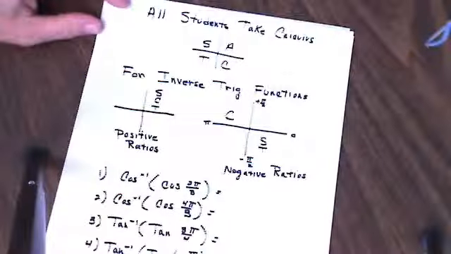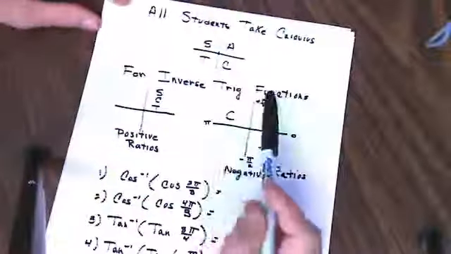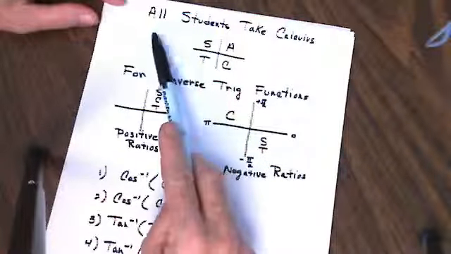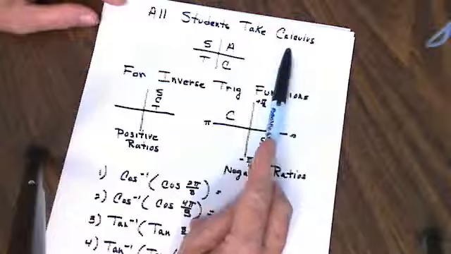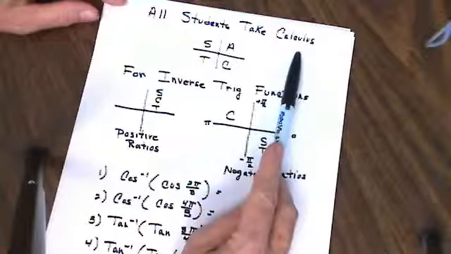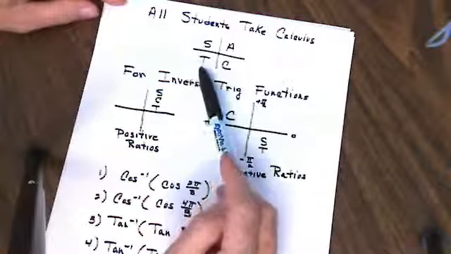Hello everyone. Today we're going to talk about a concept that very often puzzles trigonometry students. To talk about this concept, let's first of all do a brief bit of review. First of all, we have "all students take calculus." You know that's a memory device that we very often use here in trigonometry class to remember in which quadrants our ratios are positive.